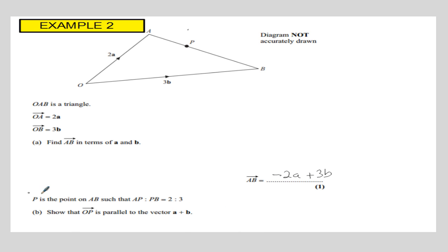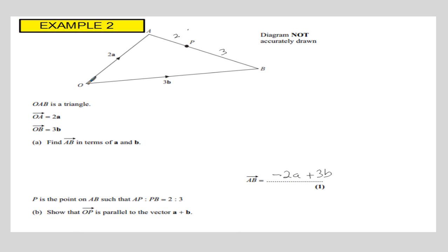So let's look at part B. So we're told that P is a point on AB such that AP is in the ratio to PB of 2 to 3. So let's write that in. So this is 2 parts to this 3 parts. That's how that line is divided up. Show that OP is parallel to the vector A plus B. So basically what we're going to be showing is that OP is going to be some multiple of A plus B. So it might be 6A plus 6B or 2A plus 2B. But for it to be parallel, it needs to be a multiple of this.